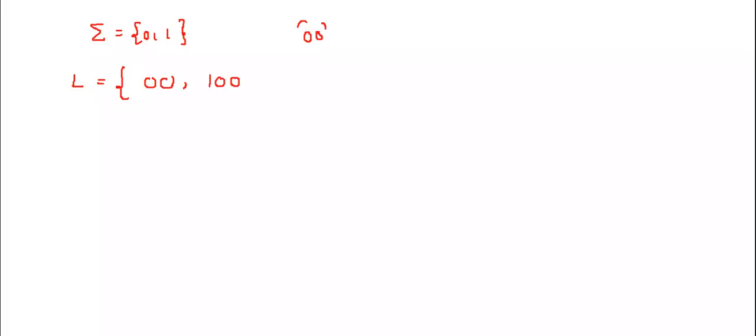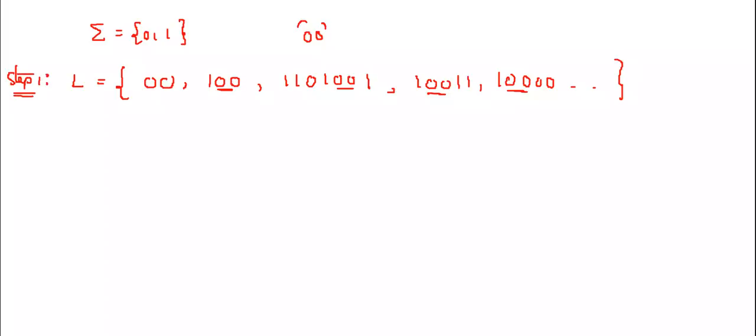1, 0, 0: here the substring 00 is there. 1, 1, 0, 1, 0, 0, 1: here the substring 00 is there. 1, 0, 0, 1, 1: here the substring 00 is there. 1, 0, 0, 0, 0: here the substring 00 is there. So like that, you can have an infinite number of strings, so it is called an infinite long list. Step 1 is that you have to identify all possibilities of strings, where the minimum string is 00.